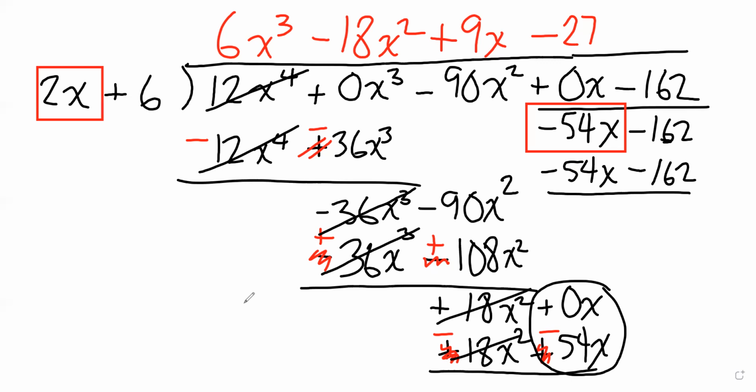It's not immediately obvious, but when we do the subtraction move by changing the minus 54x to positive 54x and this minus 162 to positive 162, and then these cancel, so we're getting a remainder of 0. And therefore, our quotient at the top is 6x to the third power minus 18x squared plus 9x minus 27.